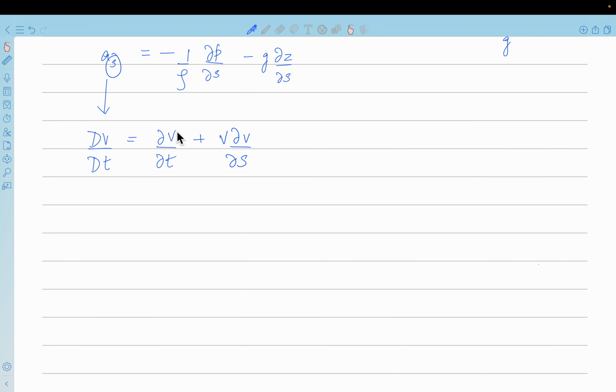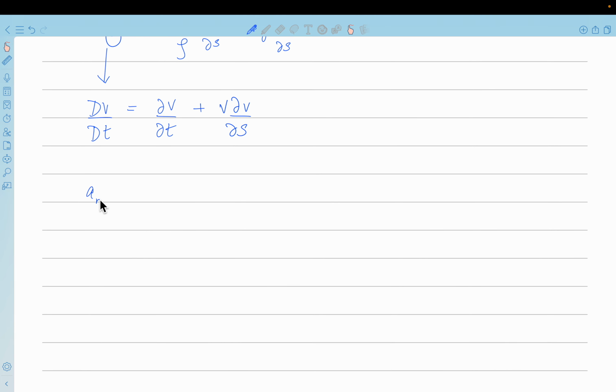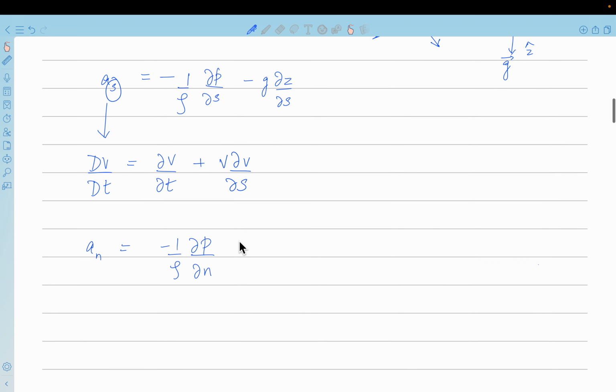Yeah, so the entire velocity vector, the value will be along the tangent, this s cap direction. So we have dv by dt written as dou v by dou t plus v dou v by dou s. Okay. Now what about an? So an can be written as minus 1 by rho dou p by dou n, right? Similar to the s coordinate, and then you have minus g dou z by dou n. Any doubts still here?